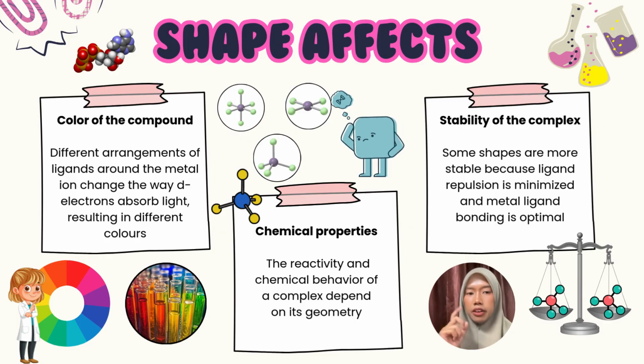When the ligands arrange themselves differently around a metal ion, they change how the d electrons absorb light, because different shapes cause different energy level splittings. The complex absorbs different wavelengths of light. As a result, coordination compounds can appear in different colors such as blue, green, or purple.